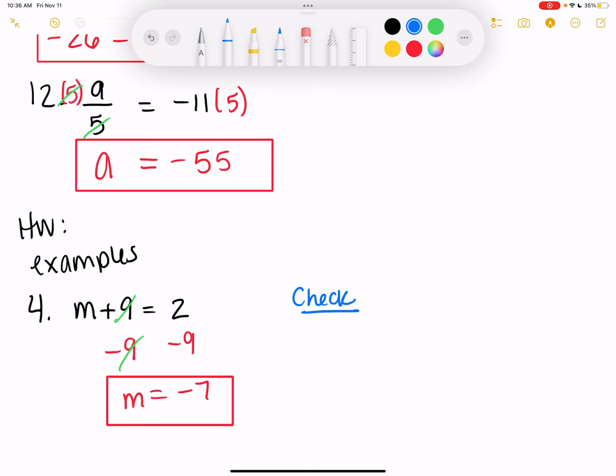So -7 plus 9 equals 2. So -7 plus 9 is what? Or 9 minus 7 is? 2. So 2 equals 2. So that means that it was right.